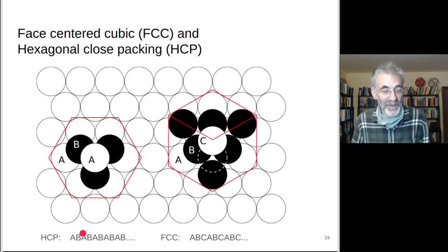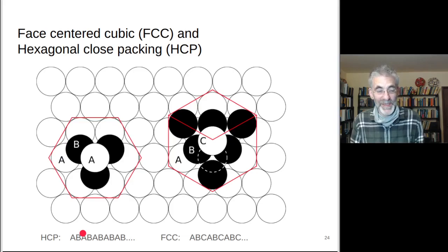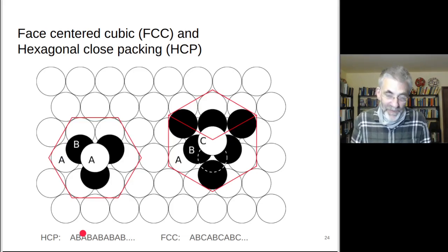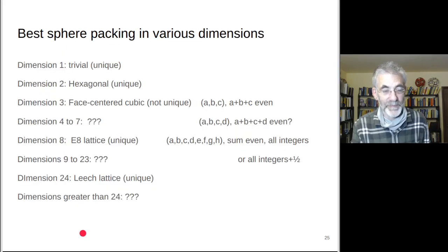For instance, hexagonal close packing, you just do A, B, A, B, A, B, A, B, and so on. For face-centered cubic, you do A, B, C, A, B, C, A, B, C, and so on. But there are an uncountable number of other equally dense packings. You would just take, for instance, A, B, A, B, C, A, C, A, B, C, and so on. So there are huge numbers of equally dense packings.